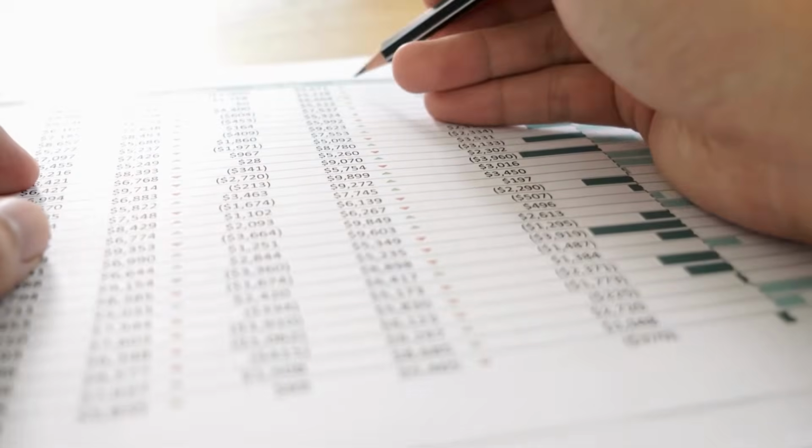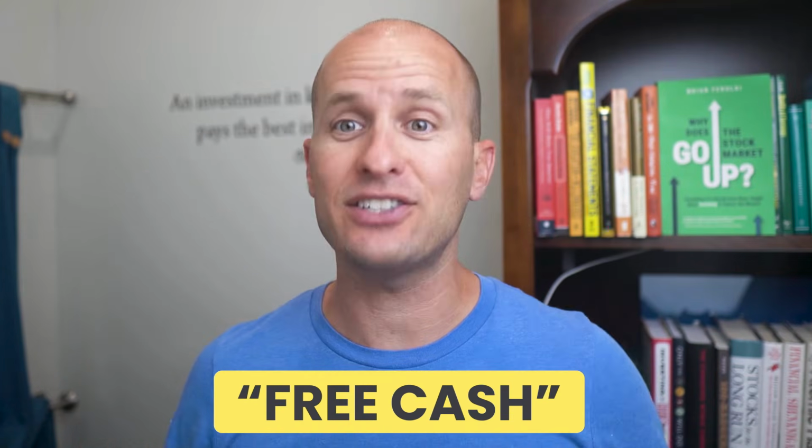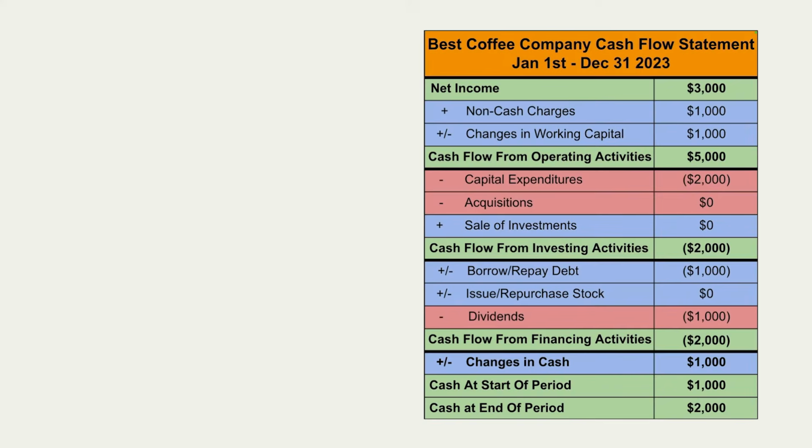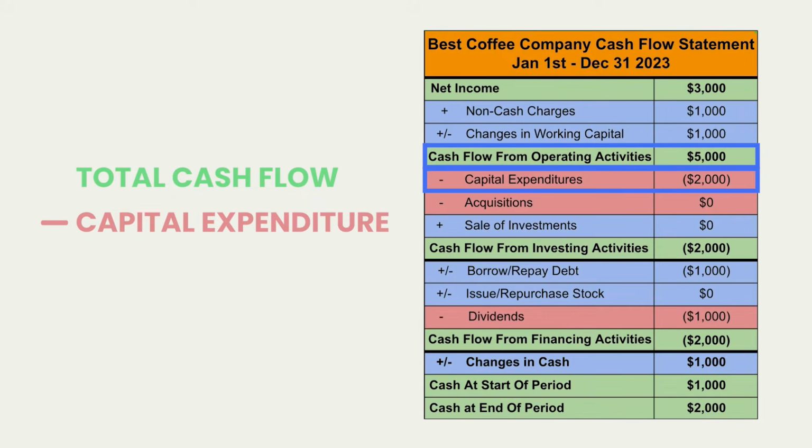Now, there's another critical term that you get from reading a cash flow statement, but it's not specifically called out on the cash flow statement. That term is called free cash flow. This is the total amount of free cash that a business generates and can be used to reward its shareholders. Calculating a company's free cash flow is fairly simple. You simply take the total cash flow from operating activities, and then you subtract the spending on capital expenditures. This simple calculation will give you the total amount of free cash flow that a company generated during the period.